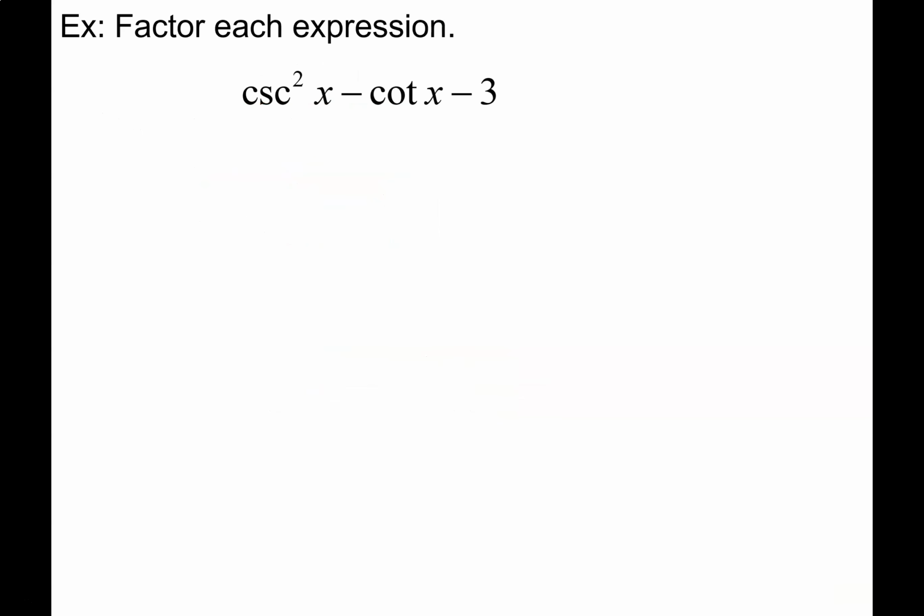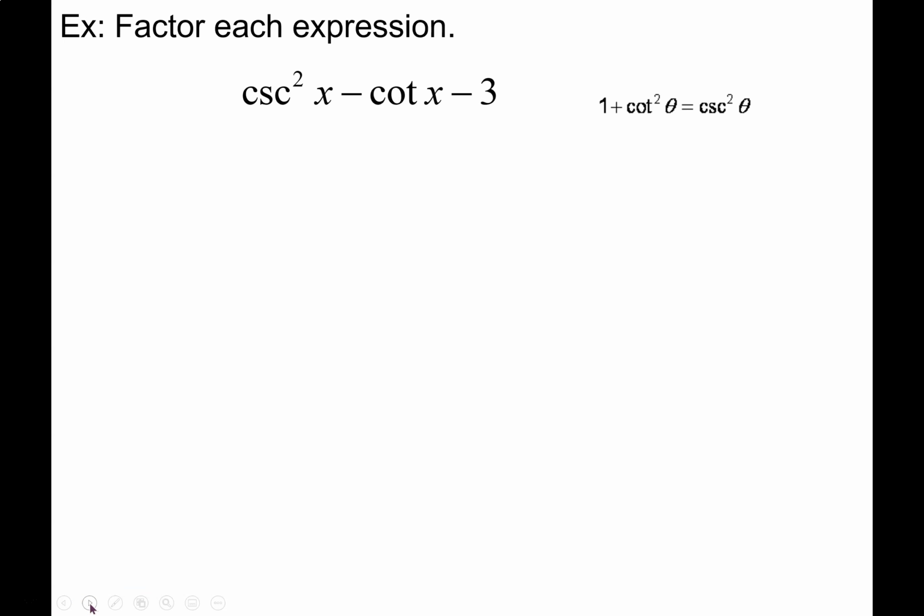Let's try another. Okay, we need to factor this. This is going to be a little weird. All right, so we have cosecant squared x plus cotangent x minus 3. I can't really factor anything out until everything is the same, meaning they're both cosecant or they're both cotangent, okay? So I need to play with one of the identities. And the identity that pops up will be this one here.